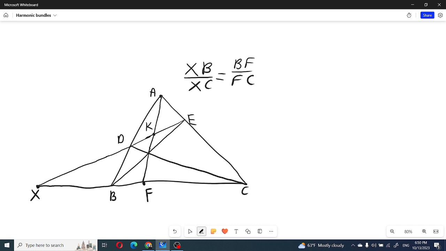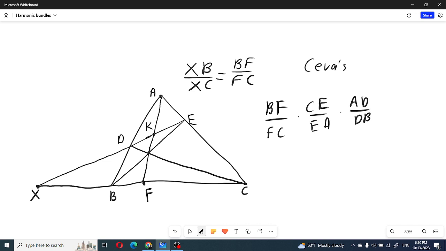To show this, we need to use two theorems. One is Ceva's theorem. So this tells us that BF over FC multiplied by CE over EA, then multiplied by AD over DB equals 1. Now, for the second one, we need to use Menelaus's theorem.